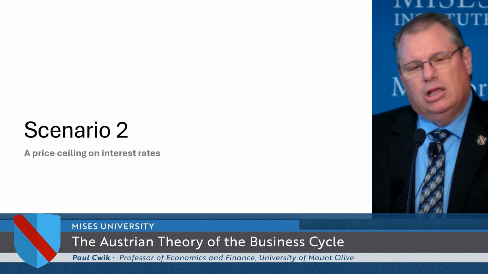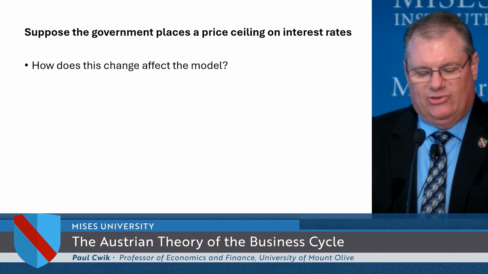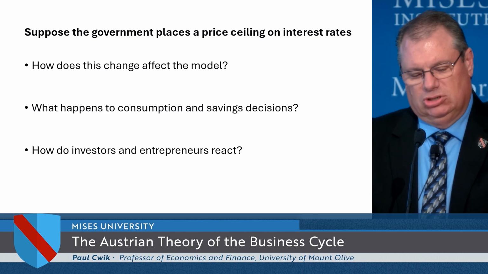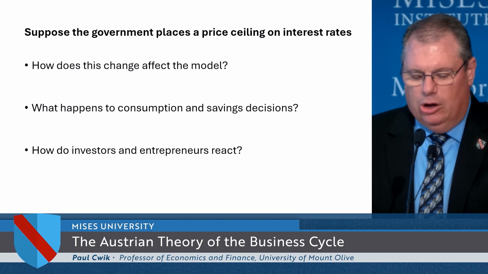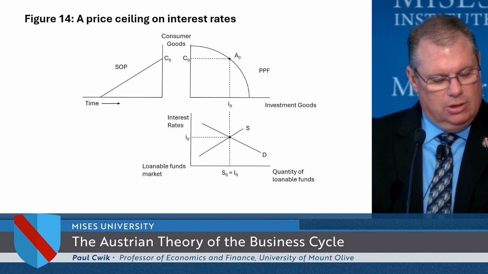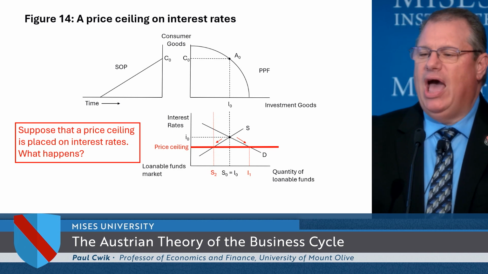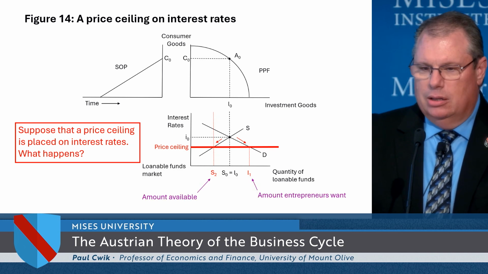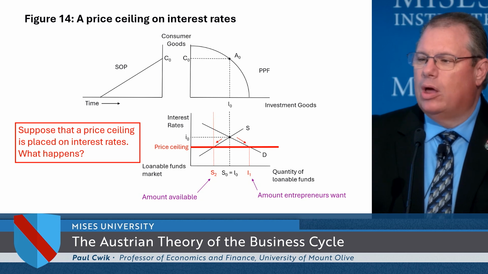Scenario 2. Let's suppose that the government places a price ceiling on interest rates. My same 3 questions. How does change affect the model? What happens to consumption savings decisions? How do investors and entrepreneurs react? Okay, so we place a price ceiling. Notice that we have what? There's a separation between savings and investment. It's quantity supplied and quantity demanded.